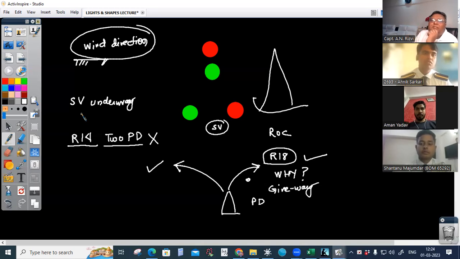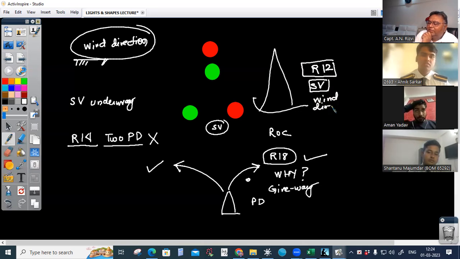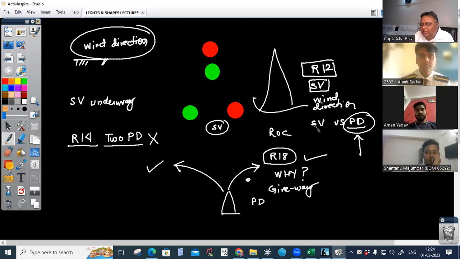You have to determine whether there is a risk of collision or not. And the bottom line is you need to keep clear. And here there is something called Rule 12. You know what Rule 12 is? Yes, sir. Sailing vessels. This is the encounter between two sailing vessels, which talks about the direction of wind. Yes, sir. But here we are talking about a sailing vessel versus a power-driven vessel. And as the give-way power-driven vessel, it doesn't matter. Definitely, if the sailing vessel is coming closer, whatever direction it is coming from, you have to take action to stay away.